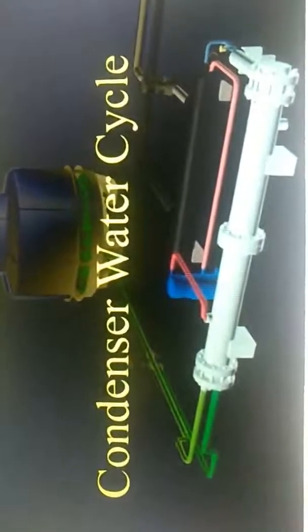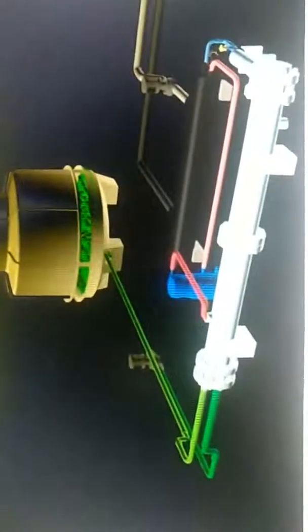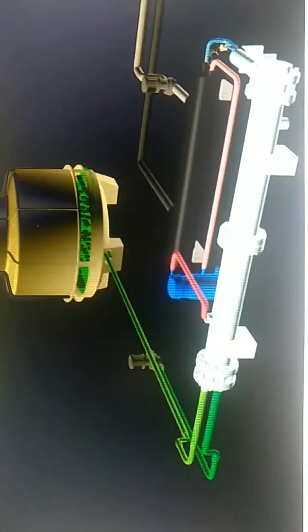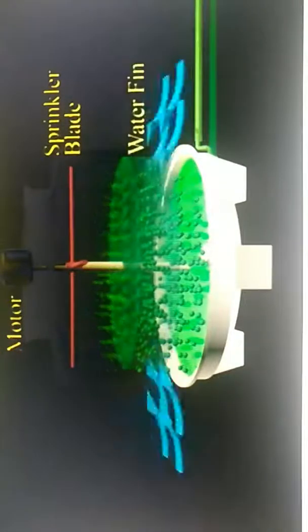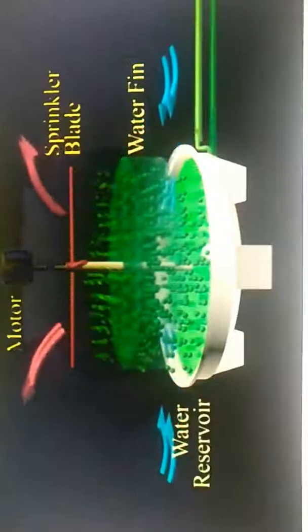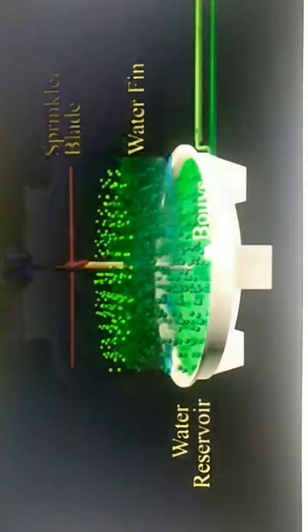Condenser water cycle. The condenser water cycle consists of two basic components, which are the cooling tower and water pump. Cooling tower. The cooling tower serves to cool down the temperature of the condenser water that will be used to absorb heat from the refrigerant at the condenser. It consists of several components which are motor, sprinkler blade, water fin, water reservoir, buoys, and make-up water tank.